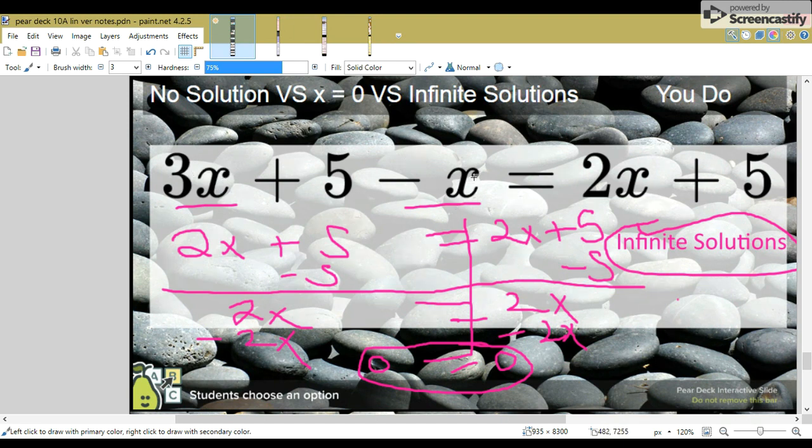Combine these two terms, 3x minus 1x, you get 2x. From there, we can subtract 5 from each side of the equal signs. So 5 minus 5 is 0, 5 minus 5 is 0. Bring down the 2x on this side, bring down the 2x on that side. We still have a true statement. Let's keep going. Subtract 2x, subtract 2x. 2x minus 2x is 0, 2x minus 2x is 0. 0 equals 0. That's a true statement, so it's all real numbers. Infinite solutions.